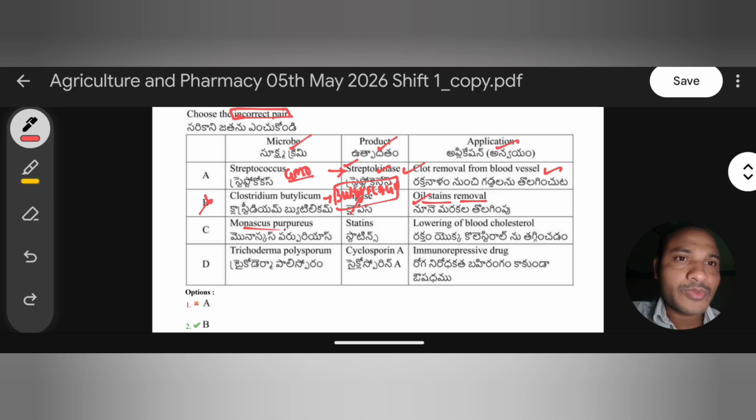Coming to Monascus purpureus, it is a fungus, a yeast, and it produces statins. The important application of statins is lowering blood cholesterol. And coming to Trichoderma polysporum, it also belongs to fungi, and it produces cyclosporin A, which acts as an immunosuppressive drug. So the second one is the wrong one. We have to choose the incorrect pair only. Why is the second one wrong? Because Clostridium butylicum produces butyric acid, not lipase.